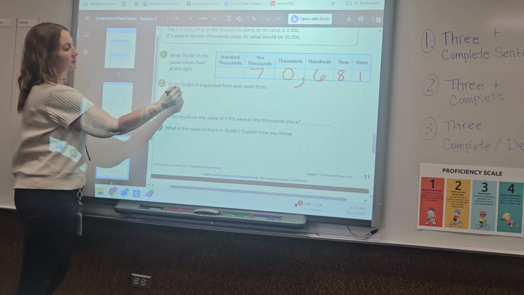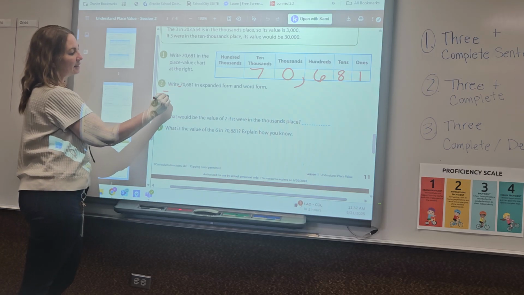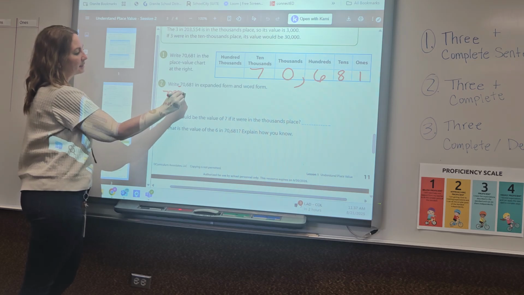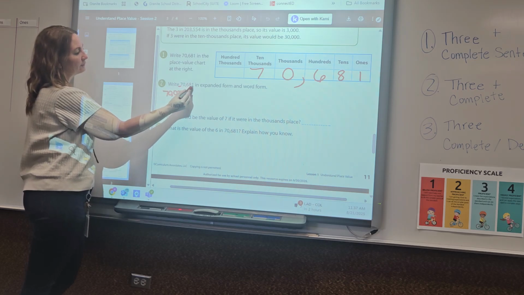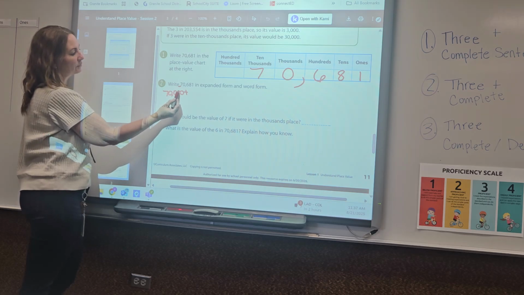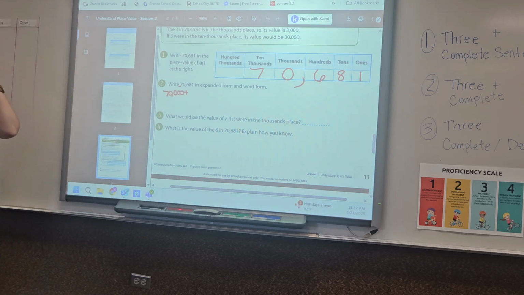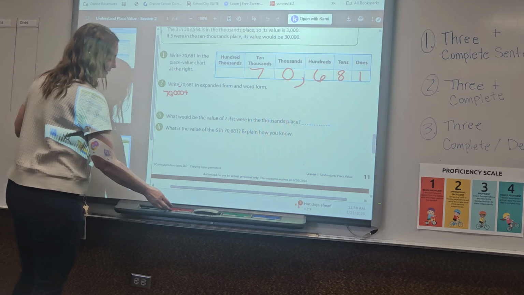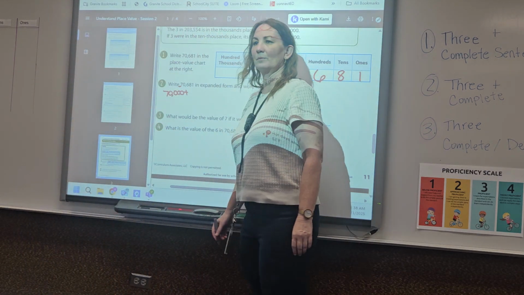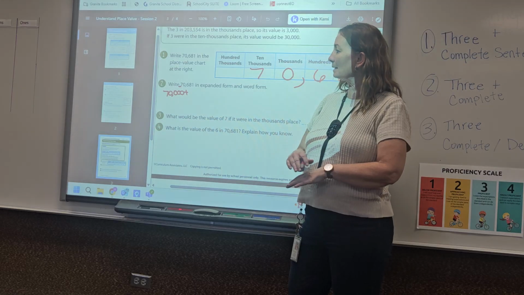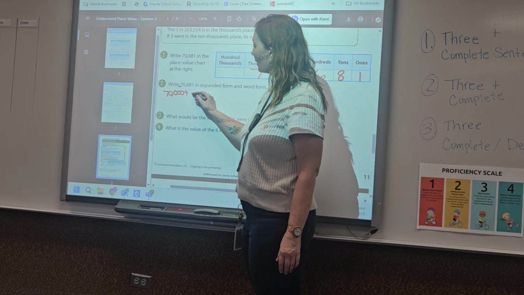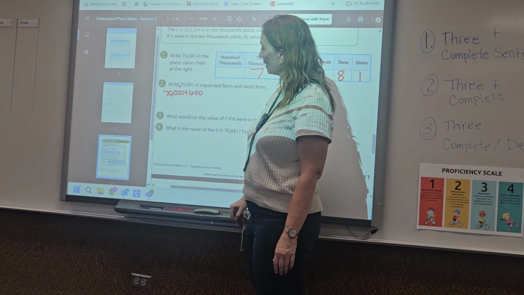Let's do expanded form. So we're going to start with the biggest number, the 7. And I count how many digits come behind it. 1, 2, 3, 4. So that means I have 4 zeros. And then I put my plus sign. Okay, if you're copying this, I'm not sure why you didn't do this yesterday. And then in the thousands place, it says 0. Well, this book will just skip it when we have a 0, and it will go to the next place value.